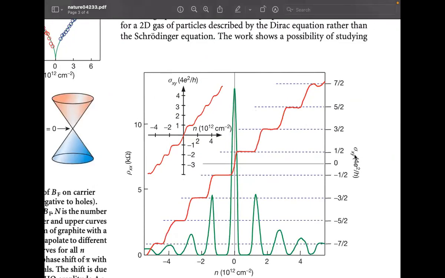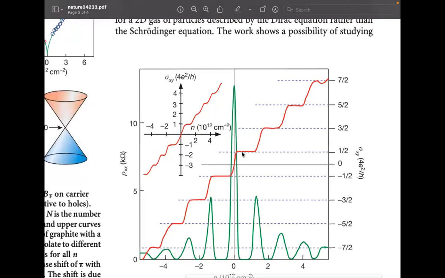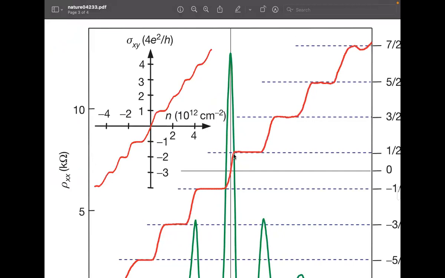So they plot this green line, and then this red line, the plateau. You can see that the plateau was in the middle. You have half a step, and then you have another step.